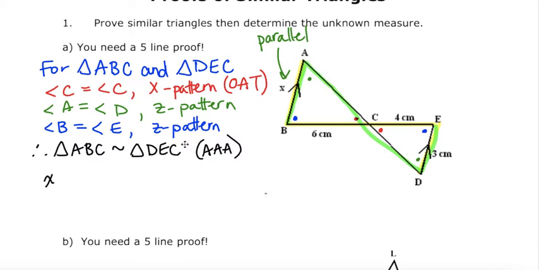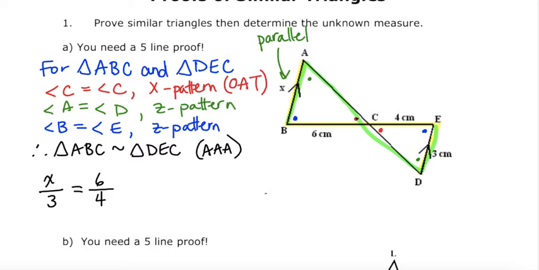So I'm going to set up my proportion. I know that side X is going to be in proportion to side ED, so X is over 3. And then I need to look at two other sides that I know. Well, I know in this larger triangle, this side BC, which is 6, and in this smaller triangle, I know CE, which is 4. So that's the proportion that I have created using my ratios of my sides.